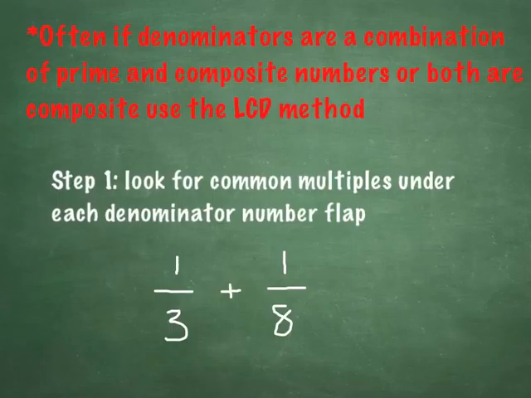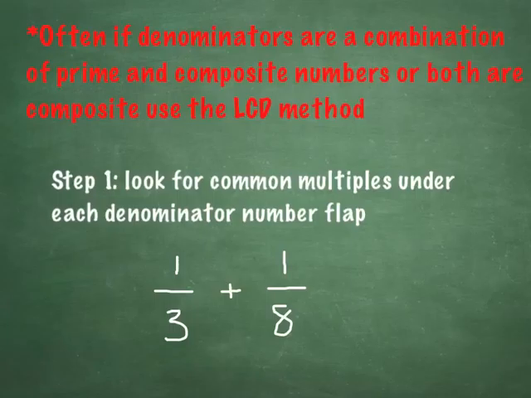And the first step that I want you to write down in your math journal is that we want to look for common multiples under each denominator number flap of our multiple book. So, for instance, I have a 3 and an 8. I'm going to lift up both of those flaps on my flip book, and I'm going to look for a common multiple. So go ahead and lift those flaps and take a look. Okay, so as I look, I can see that 3 and 8 both have the common multiple of 24.